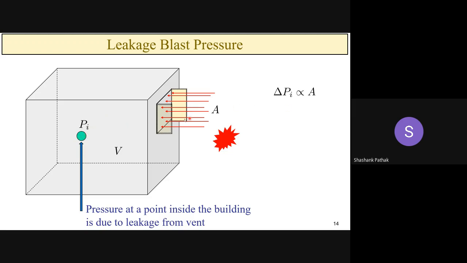The more the area of this window, the more will be the increase in the pressure. If we have a large area completely open, obviously there will be more pressure increase compared to a completely concrete wall with no opening, where delta PI will be small or even negligible. So the first observation is this. The second observation, because all empirical relations are mostly based on intuition and observations, is that the more the volume of this area, the smaller will be the pressure at this point, or the smaller will be the average pressure.